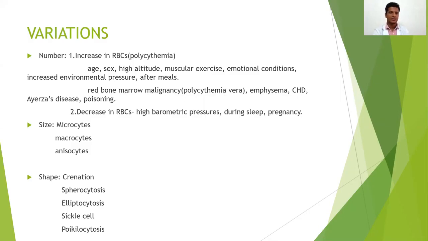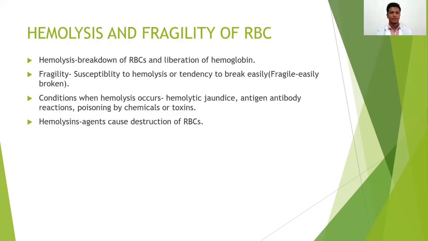Variations in size: microcytes, macrocytes, and anisocytes can be seen. In variation in shape, crenation, spherocytosis, elliptocytosis, sickle cell, and poikilocytosis can be seen. Hemolysis and fragility of RBC.